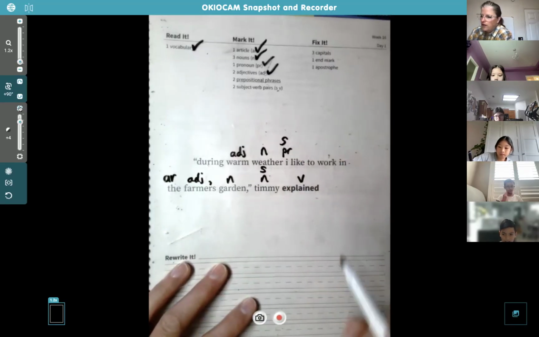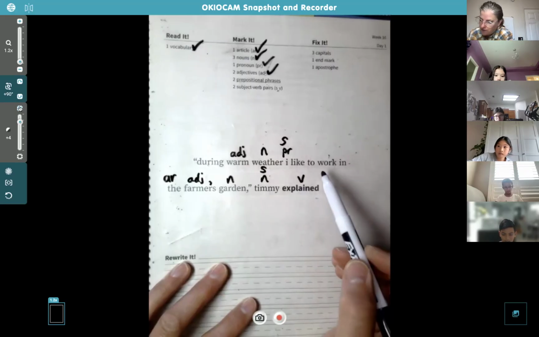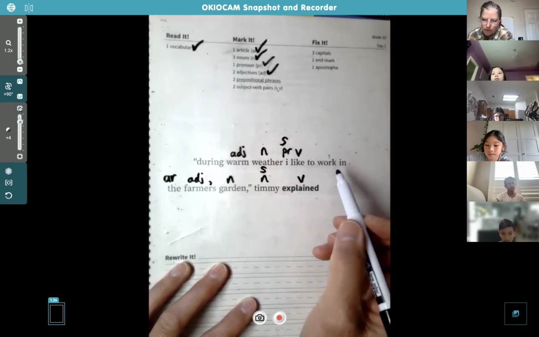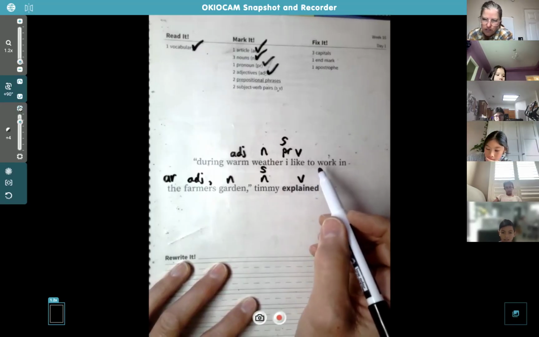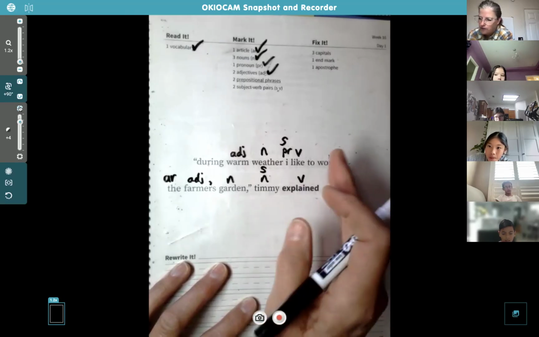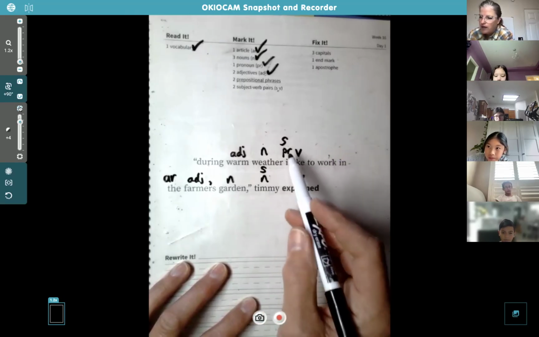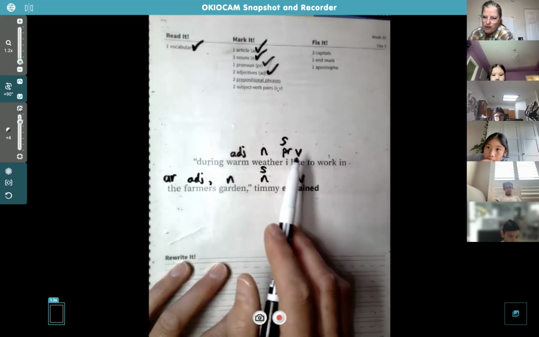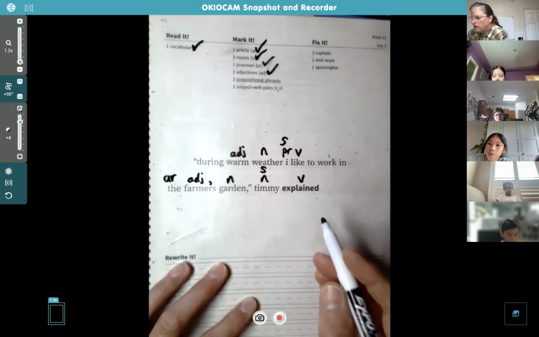Work. Okay, sometimes yes, but since it's "to work," remember, sometimes when we have that word "to" in front of it, it changes it to an infinitive. So "to work" is not going to be labeled as a verb. That's where it's tricky. You were close, but "I like" those go together. So Timmy explained, those go together. I like those go together.